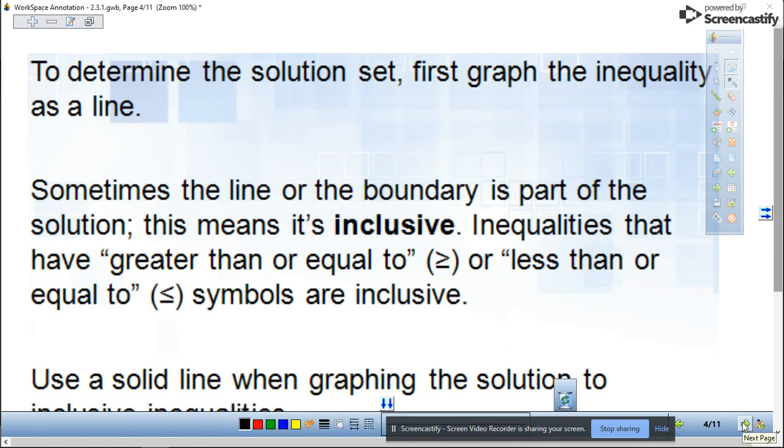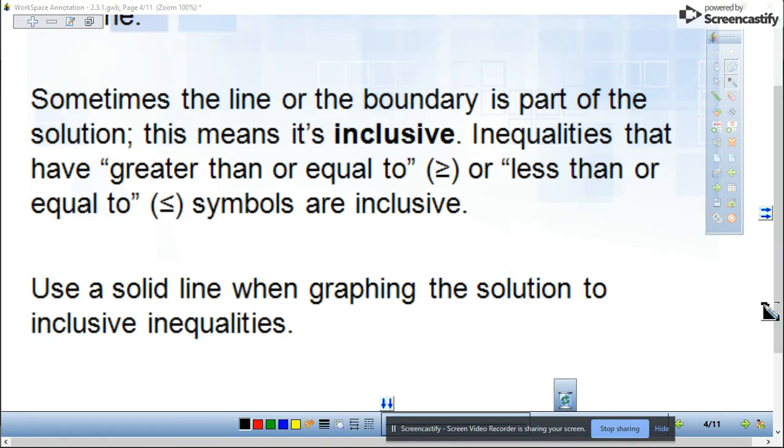To determine the solution, first you graph the inequality as a line. In other words, you're going to graph it like it had an equal sign. And then we're going to do a couple of things to show that it's an inequality instead of an equal sign. So the first thing is less than or equal to, or greater than or equal to. Those are called inclusive, which means they also include the boundary line itself. You're going to show that with a solid line.